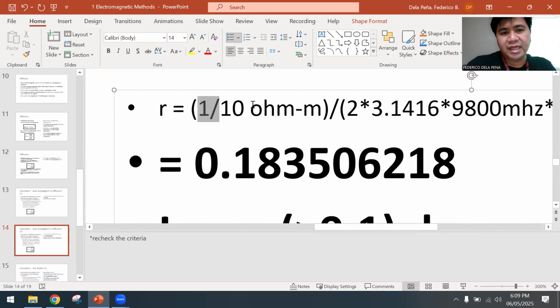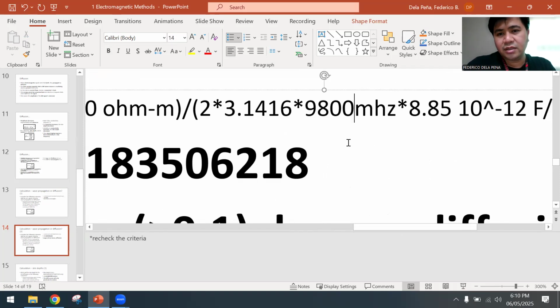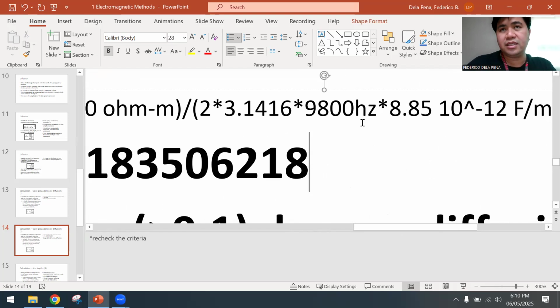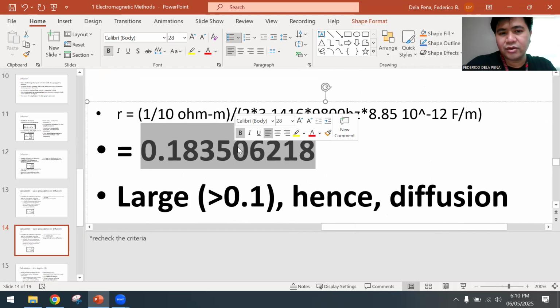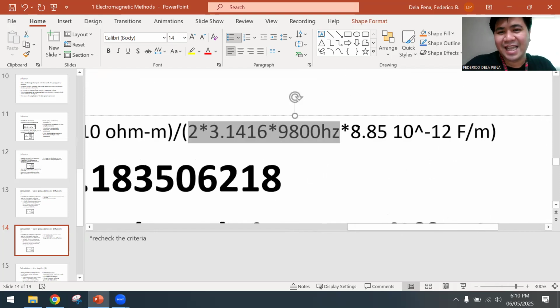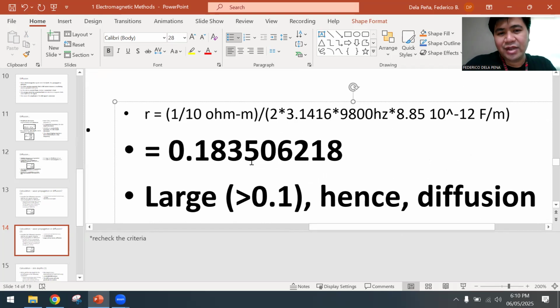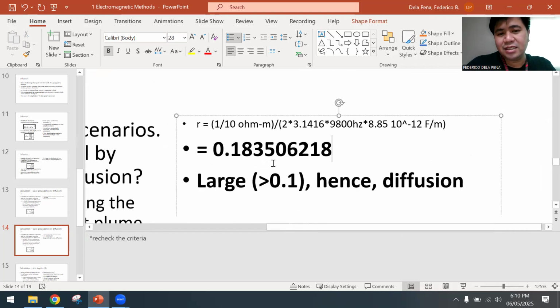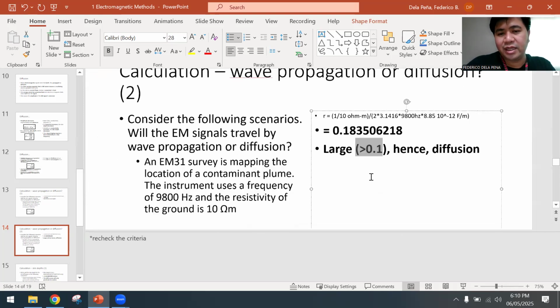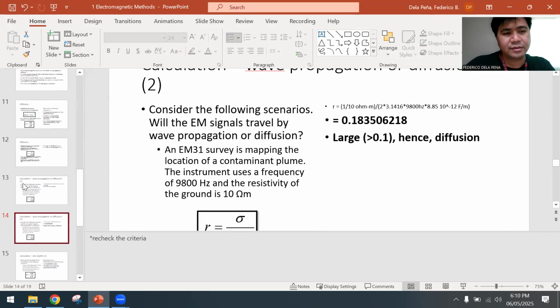So again, this is your conductivity. Just get the inverse of your resistivity, 2 pi, and then your frequency, 9,800 hertz. I did the calculations in a spreadsheet, so this typo doesn't have a bearing on the results. Anyway, the value is 0.18. So this is a large value because it's bigger than 0.1. Therefore, it's dominated by diffusion.